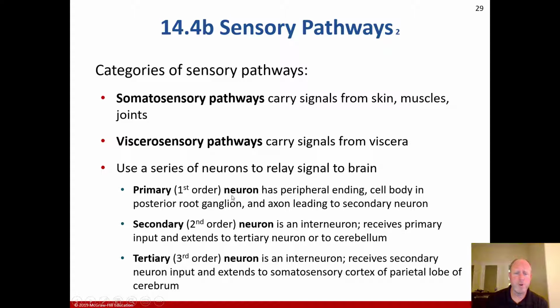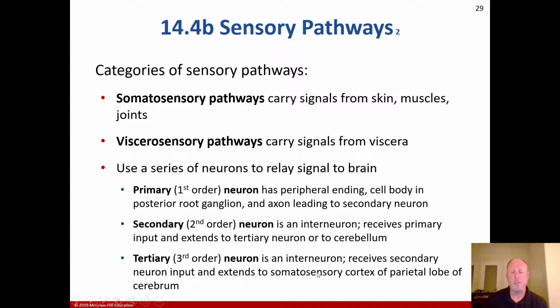The primary or first order neuron has the peripheral ending, the cell body in the posterior ganglion, and the axon leading to the secondary neuron. And this secondary neuron is an interneuron, and it receives the primary input, and then it extends to the tertiary neuron or the cerebellum. This tertiary third order neuron is an interneuron also.